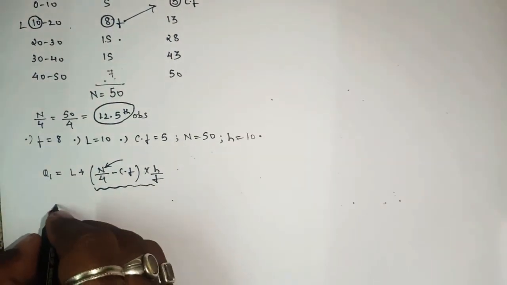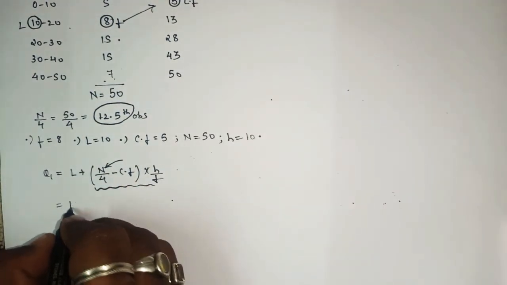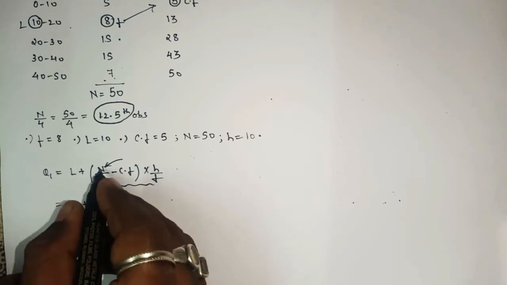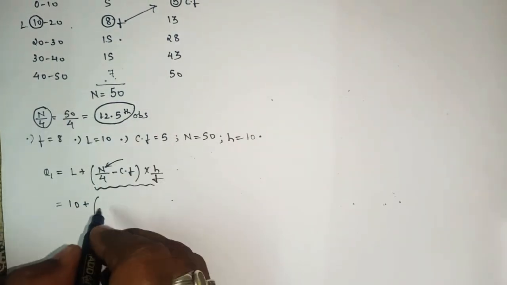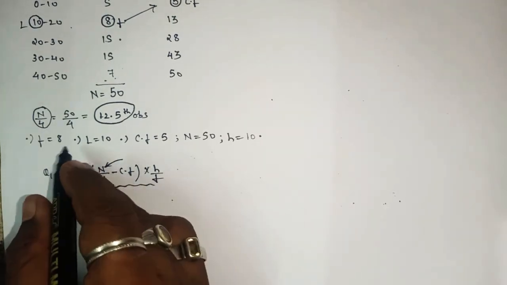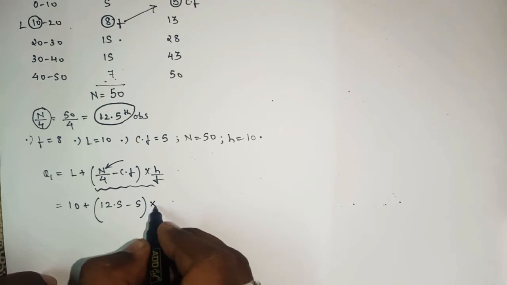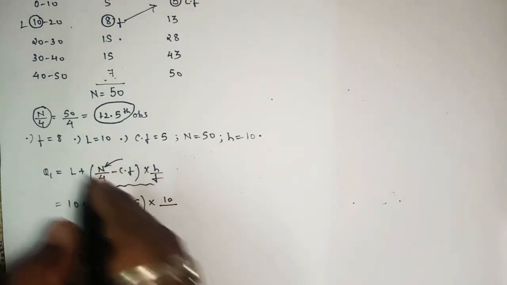So here, what is the value of L? It is 10. N by 4, we already got the answer of n by 4. It is 12.5. So we'll write directly. CF is 5. H upon F. H is 10. F is 8.